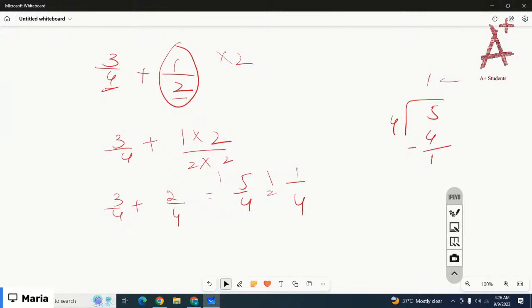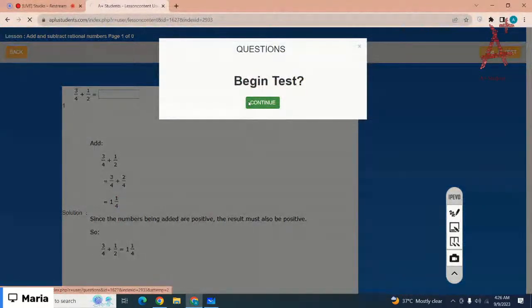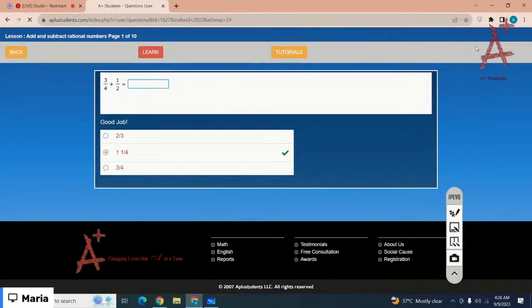Okay, the next one. Let's just start with the test questions. You have to add 3 by 4 plus 1 by 2. That's the one I just did in the tutorial. So which is the correct option? Yes, that is 1 whole 1 over 4. That is the correct option. I remember the answer because I just did it on the board.